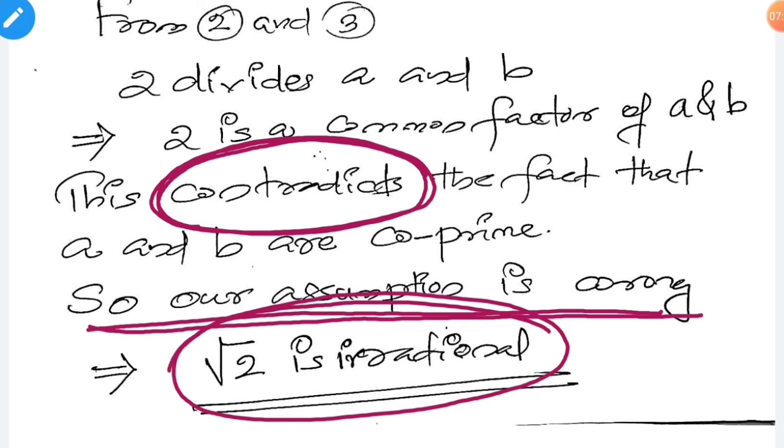So root 2 is irrational. Our assumption was root 2 is rational, it is wrong, which means root 2 is irrational. Now we have proved root 2 is irrational by the method of contradiction. Method of contradiction means first we assume root 2 is rational, and at last we get a contradiction. Then we write our assumption is wrong, root 2 is irrational.